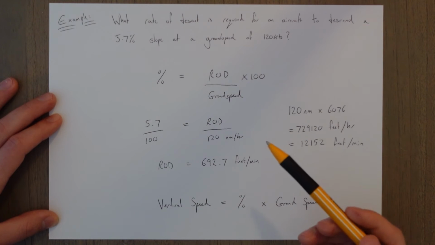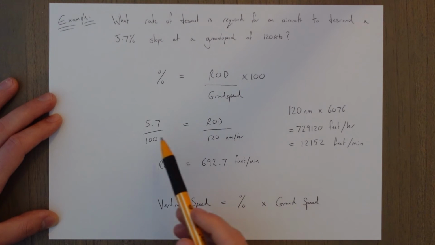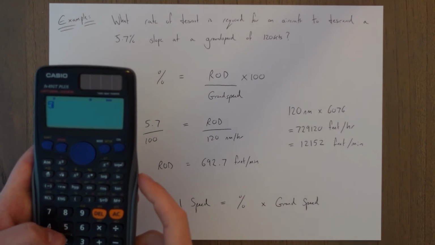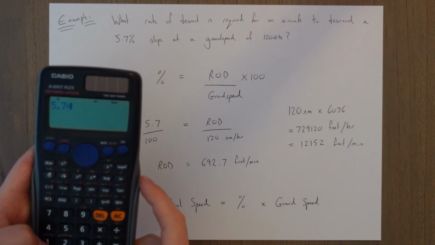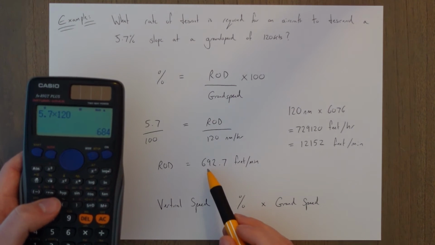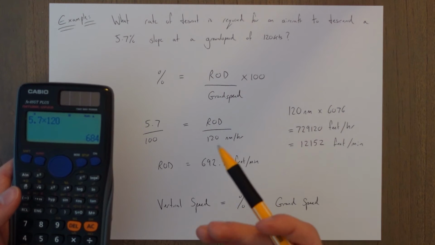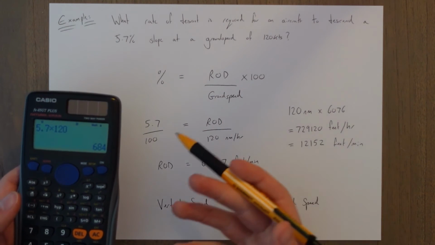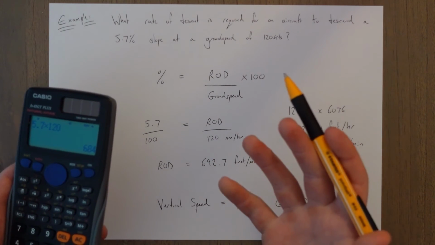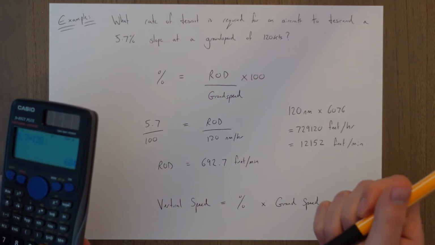So in that previous example, we would have 5.7 multiplied by 120. So 5.7 multiplied by 120, 684. 692, 684, pretty close, which is pretty good if you're in the air. We're only 8 feet off, really. And that's a very small change to actually notice when you're practically flying.